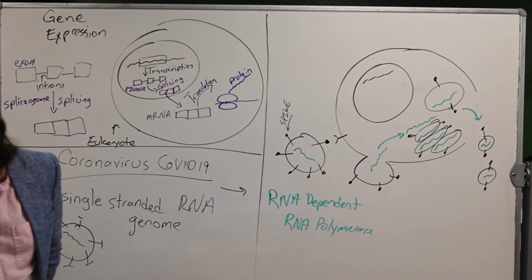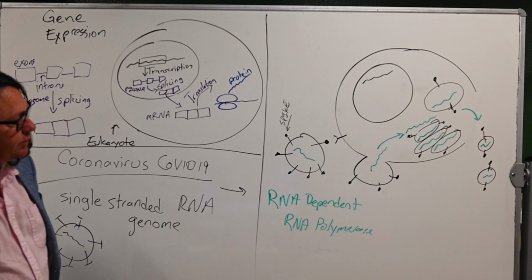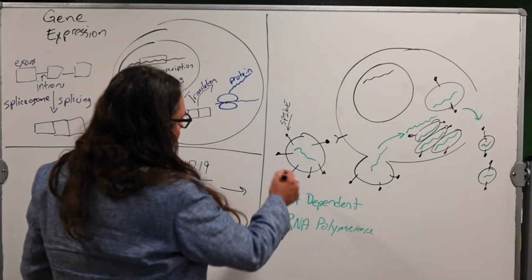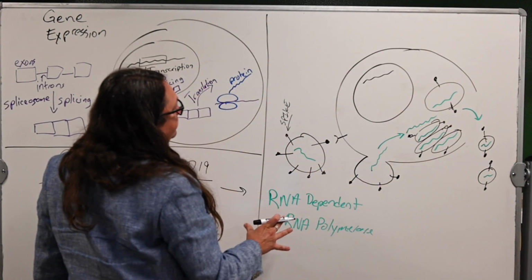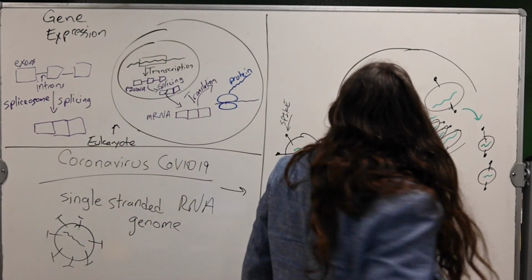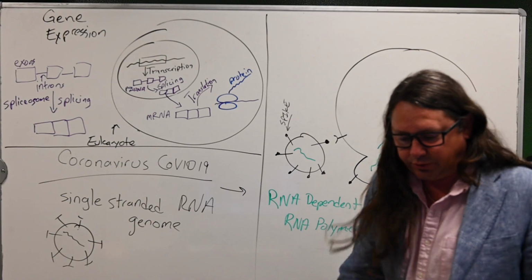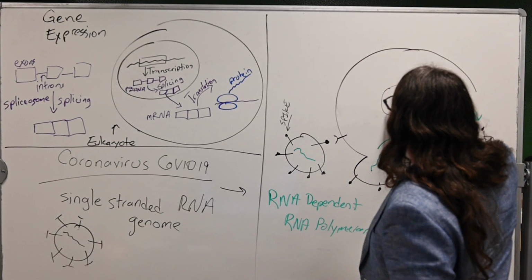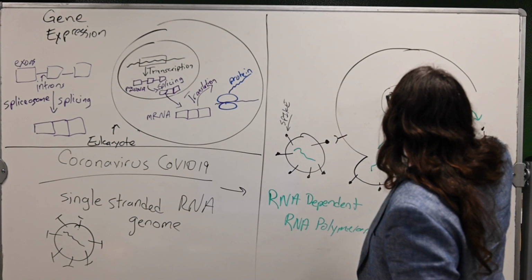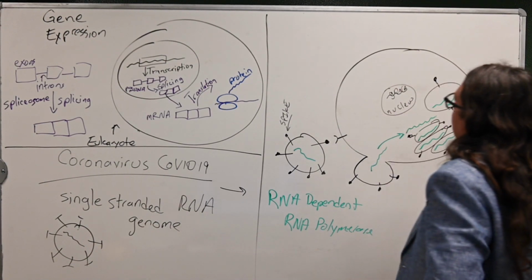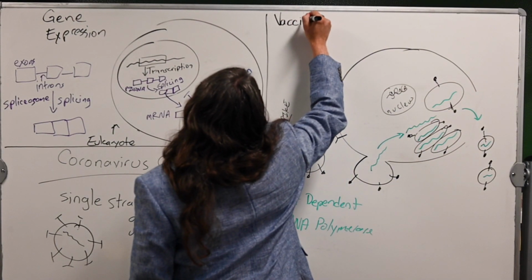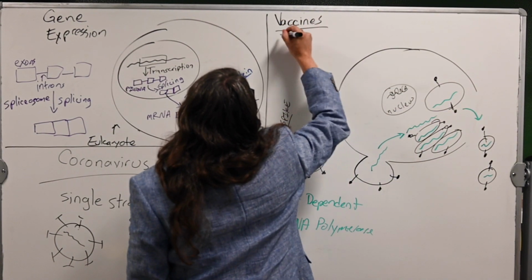Now let's talk about the Pfizer and Moderna vaccines. So this is the natural way that things happen, and now we'll go another way. I'm going to make my nucleus smaller so I can use the same cell. There. So the vaccines. And this is just the Pfizer and Moderna.